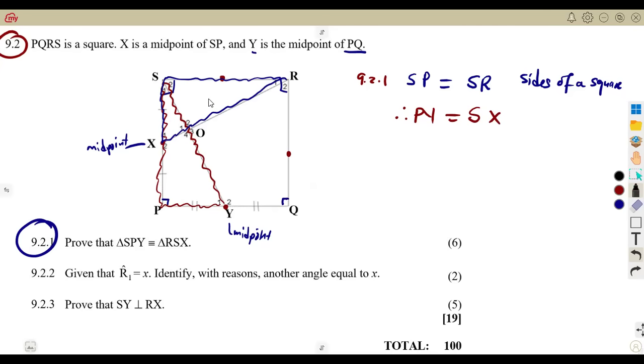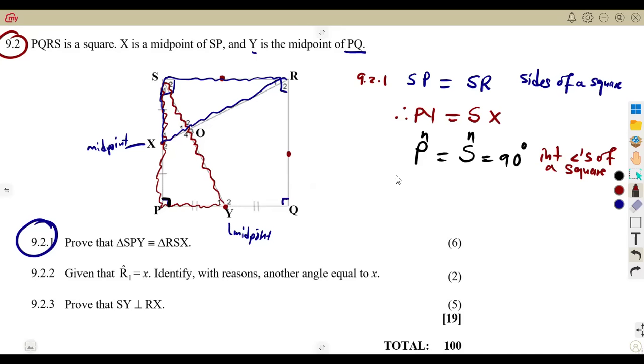What about the angles? Inside this triangle, there is a 90 degrees at P. Inside the other triangle, there is a 90 degrees at S. So these are also equal. Angle P is equal to angle S, which is equal to 90 degrees. We are talking about the interior angles of a square. These will be 90, 90, 90, 90.